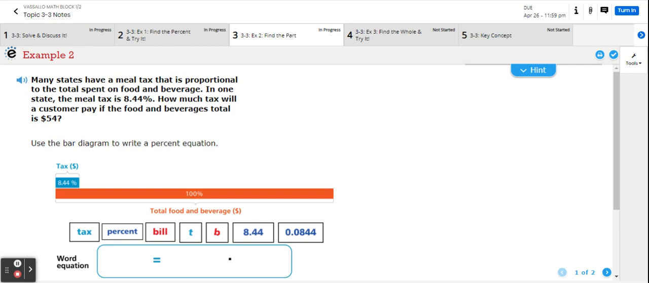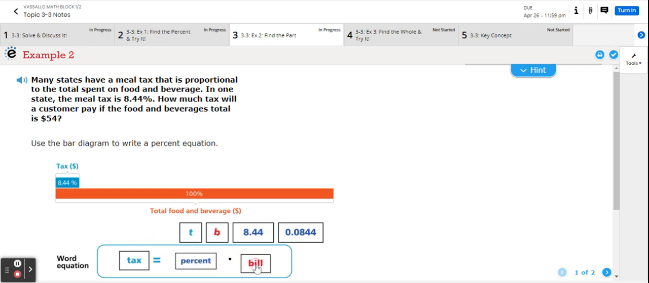So your bar diagram here is that the total amount, the 100%, is going to be the total amount of money that you are spending. We already know what the percentage is, so we want to figure out what the part is. So basically, the tax or the dollar amount in taxes is going to be the part, and that's going to be the percent times the total bill.